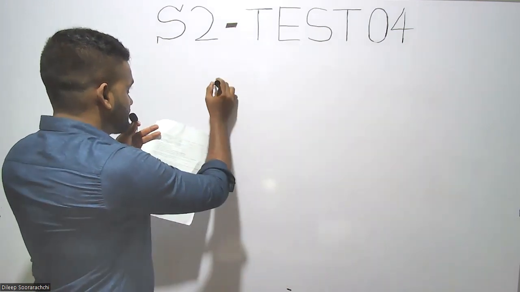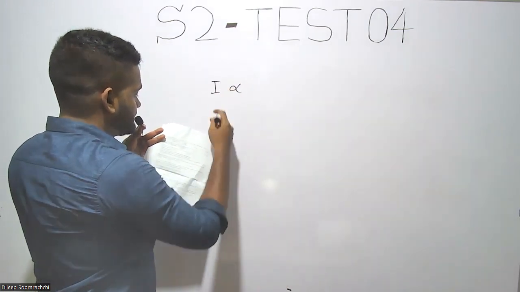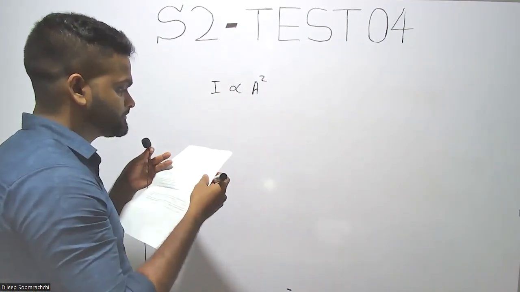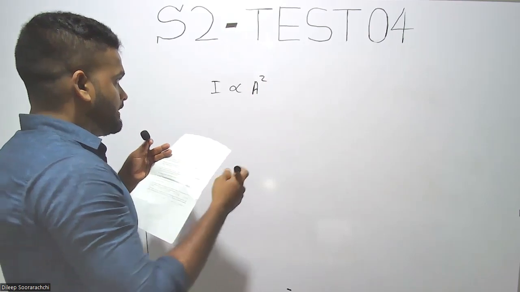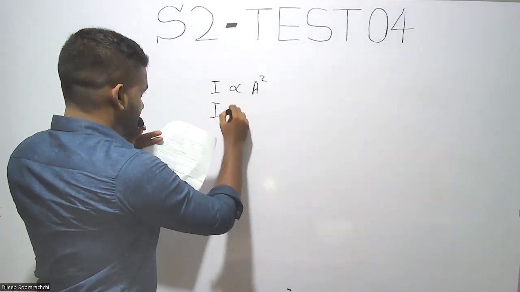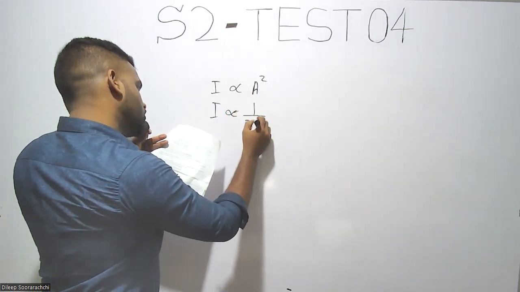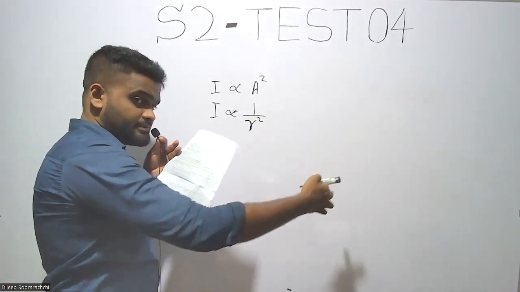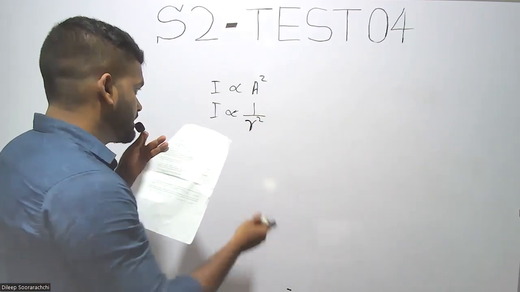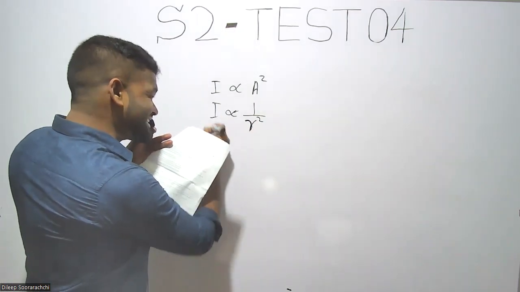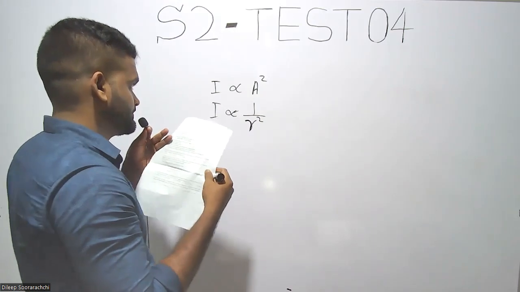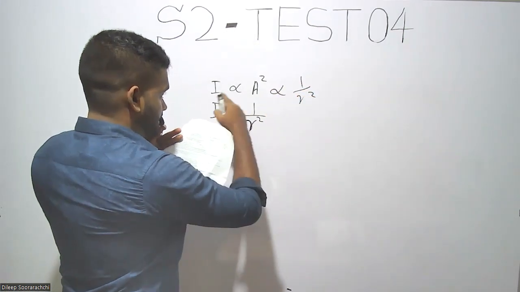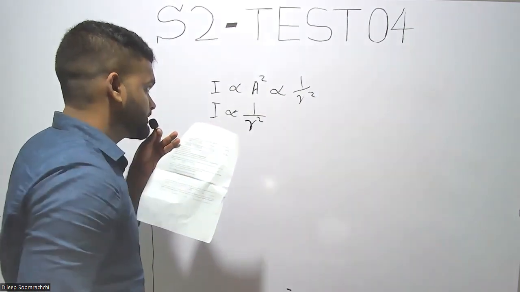So in the previous question we saw that intensity is proportional to amplitude squared. If you remember, the intensity also is proportional to 1 over r squared. R means the distance, the propagated distance is r. So if r increases, intensity of the wave decreases. If you want, you can write it here as well. Intensity is proportional to 1 over r squared.